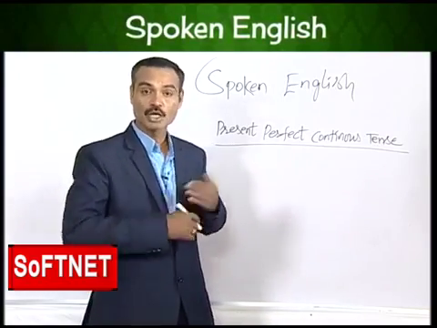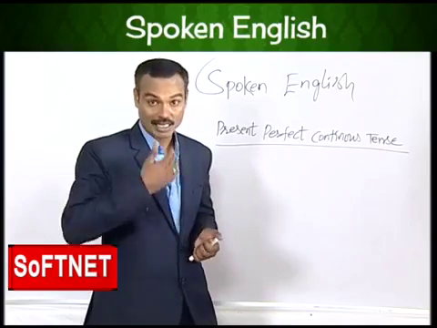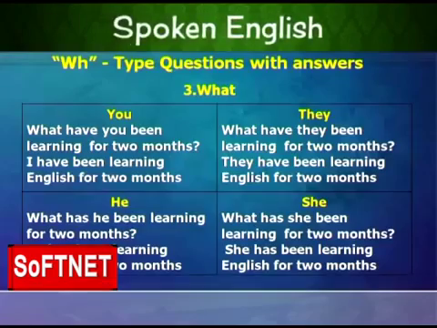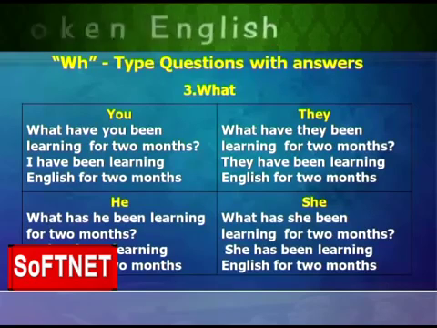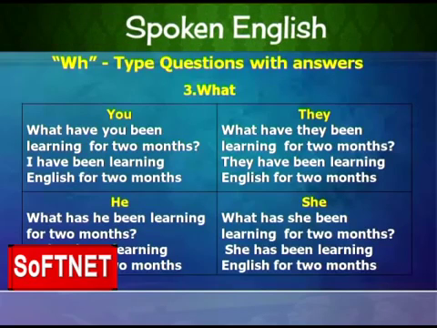Writing, for example. What have you been writing? What have they been writing? What has he been writing? What has she been writing? So like that, take different verbs. For example, taking. What have you been taking? What have they been taking? What has he been taking? What has she been taking? Like this you should practice with at least 20 to 25 verbs.